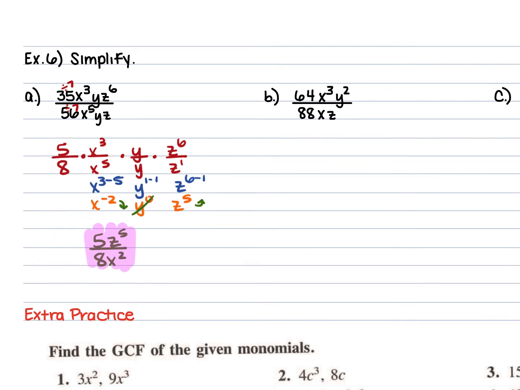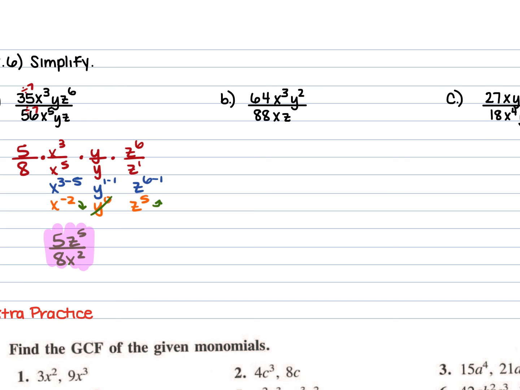For example, B, we have 64x cubed y squared all over 88xz. So that 64 and that 88 are both divisible by 8. This is going to leave us with 8 over 11. You have an x in the numerator and the denominator. That's going to be x cubed over x. You have a y in the numerator, not in the denominator. And then you have a z in the denominator, but not in the numerator.